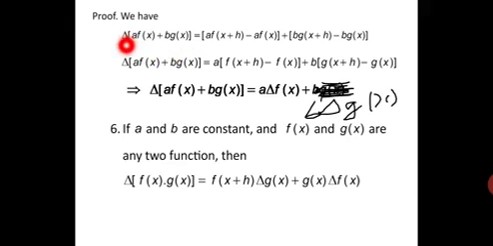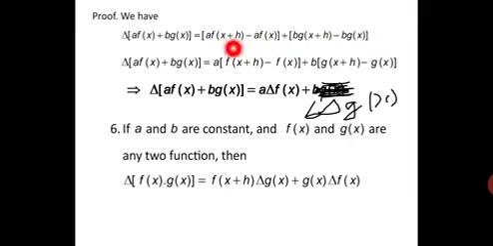Now I have considered this LHS, delta of a f of x plus b g of x. This is a function with constants, so I have to apply the forward difference for this part. Forward difference says that delta of f of x can be written as f of x plus h minus f of x. That formula I am applying. Now you can see it here: a into f of x plus h minus a into f of x, right? This is first. Plus b into g of x plus h minus b into g of x. Forward difference I have applied, just simple.